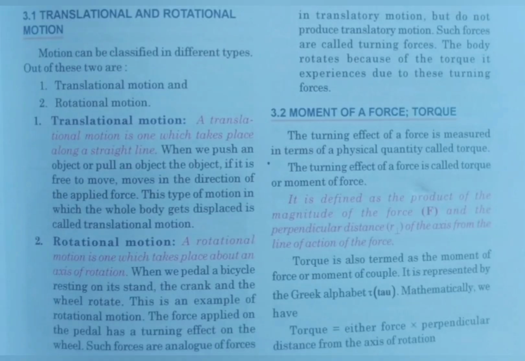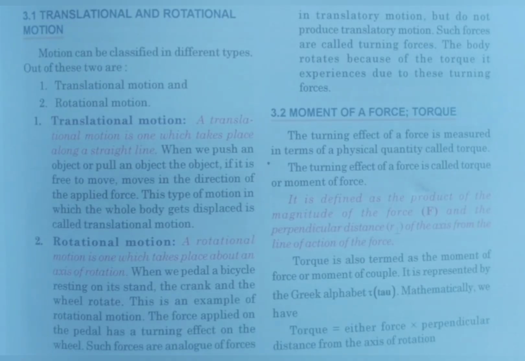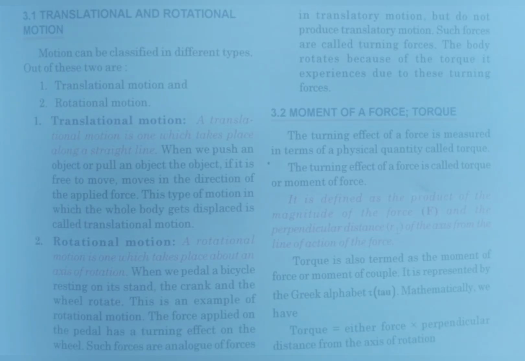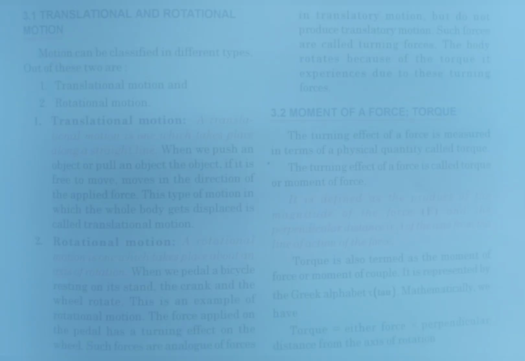Question 4. Why does a door open easily when pushed near the handle? Answer: Because the perpendicular distance from the hinge, or axis of rotation, is maximum near the handle, producing greater torque. Question 5. Give 2 examples each of translational and rotational motion. Answer: Translational motion: moving car on a straight road, falling stone. Rotational motion: bicycle wheel, ceiling fan.